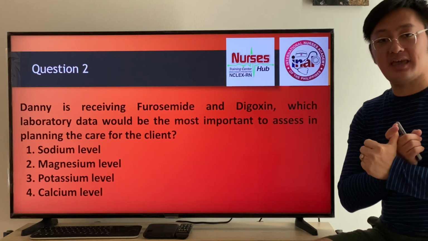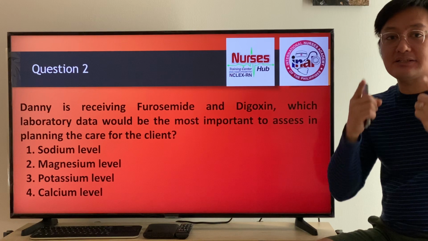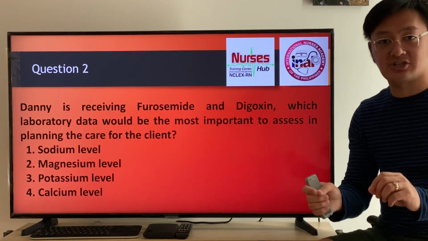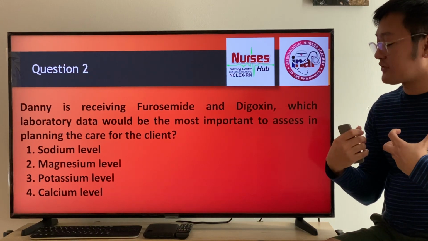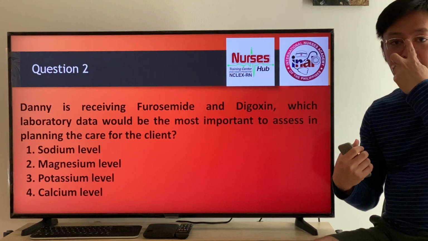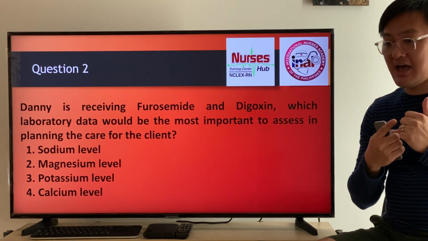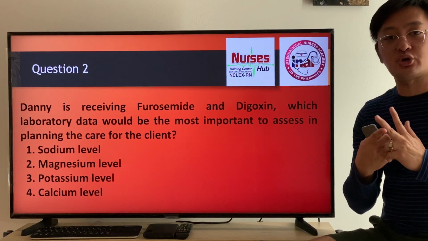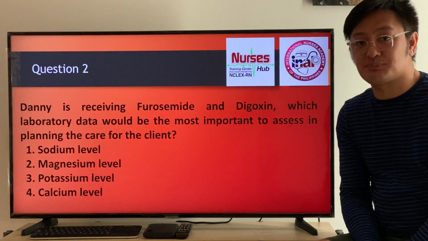The second classification of your diuretic is a potassium-sparing diuretic. Still, it is a diuretic, it's just that it will not promote potassium elimination. It conserves potassium in the body. Examples of potassium-sparing diuretics are spironolactone or aldactone, amiloride, and triamterene. So these 3 are good examples of potassium-sparing diuretics.